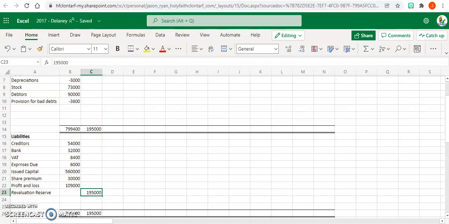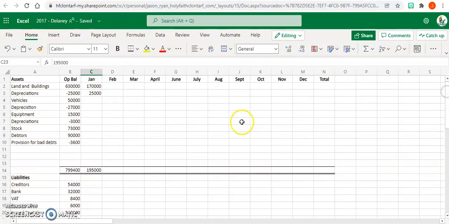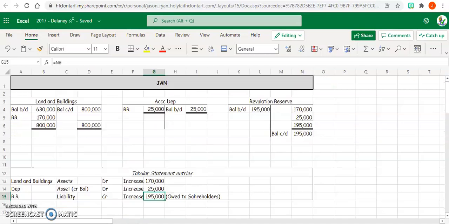So you can put it straight onto the tabular statement if you want. Make sure you don't make any errors, or you can do this adjustment to help you calculate them. And that's January completed.